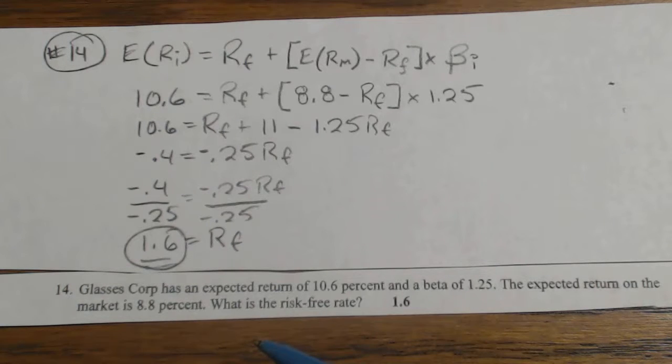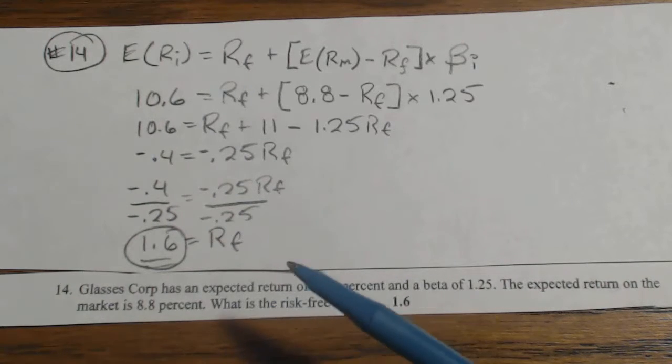Okay, so they give you a couple different returns here. One is the expected return for the actual company, which would be just a stock basically. They give you the beta. They give you the expected return for the market, so they want to know what the risk-free rate is.